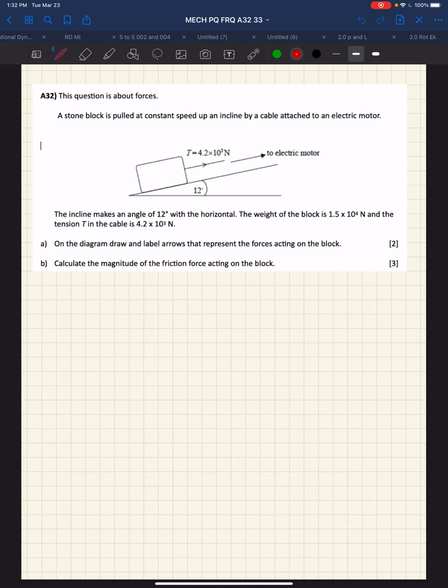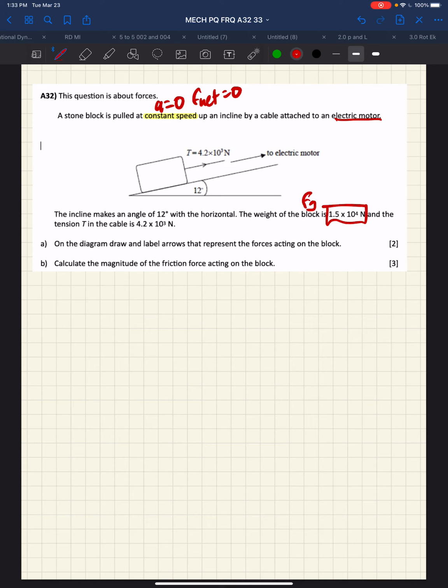In this question, we have a stone being pulled up at constant speed, and that constant speed, immediately we should be making the connection: constant speed, acceleration is 0, F net equals 0. Forces are balanced. By a cable attached to an electric motor, so that's how it gets to be constant speed, 12-degree incline, weight is 1.5 times 10 to the 4th newtons.